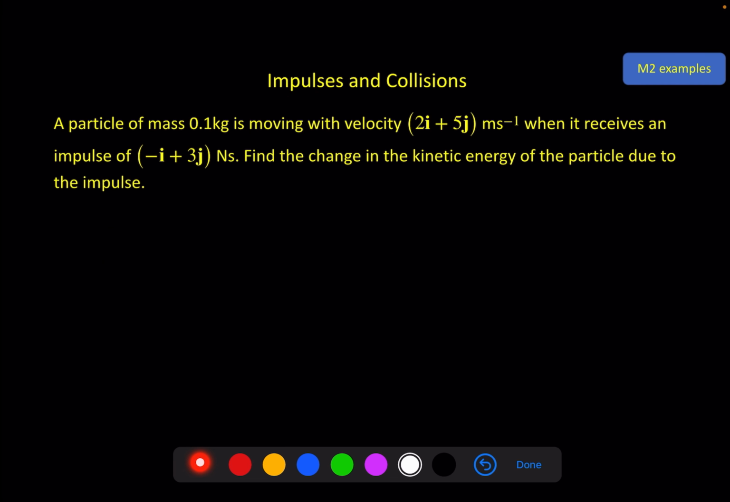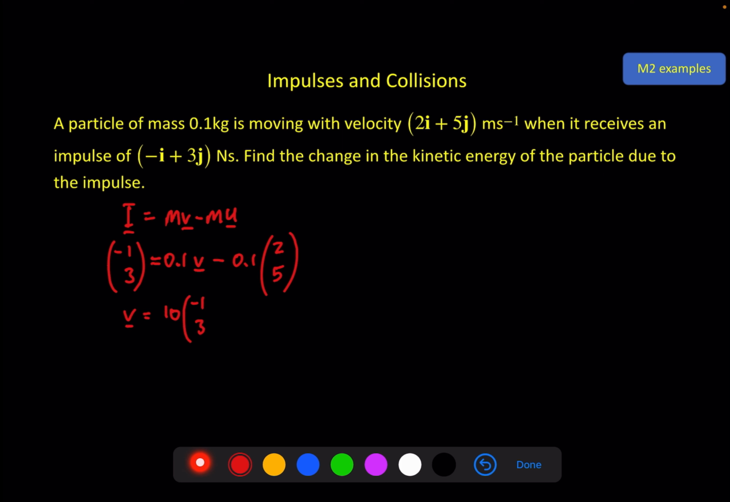Fourth and final example. A particle of mass 0.1 kilograms is moving with velocity this. When it receives an impulse of this, find the change in kinetic energy of the particle due to the impulse. So we're using I is equal to mv minus mu, where these are vectors. Putting in the vectors, we get minus 1, 3 is equal to 0.1 times v minus 0.1 times u, 2, 5. So v is equal to 10 lots of this plus this, which is minus 8 and 35.